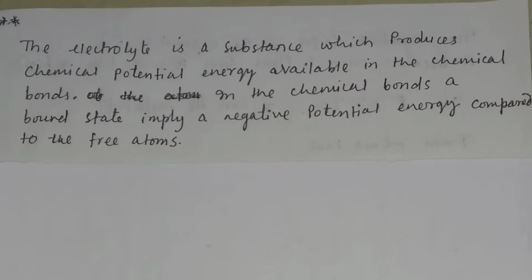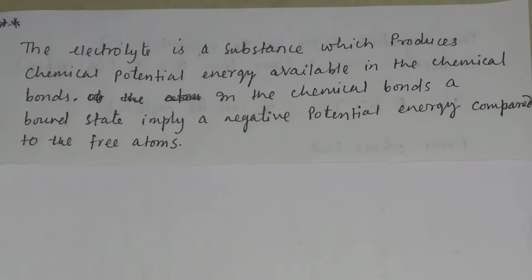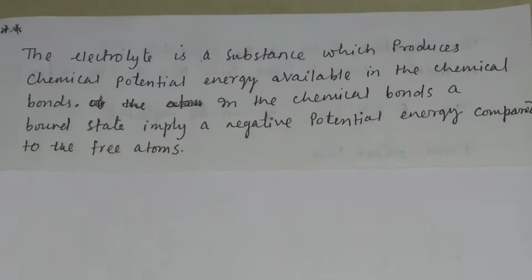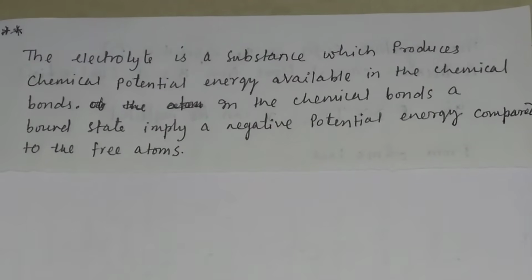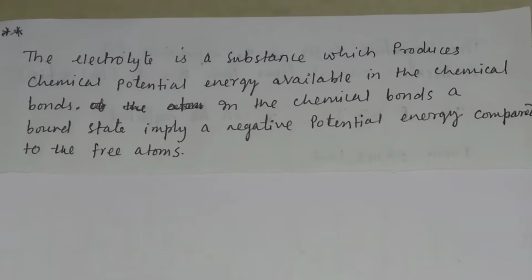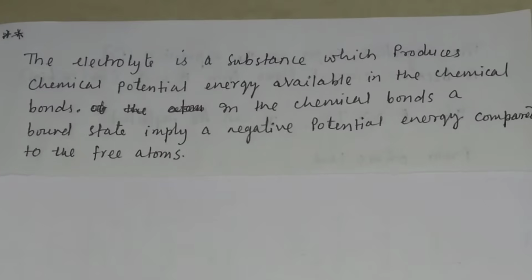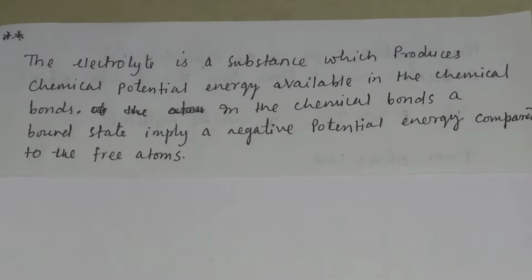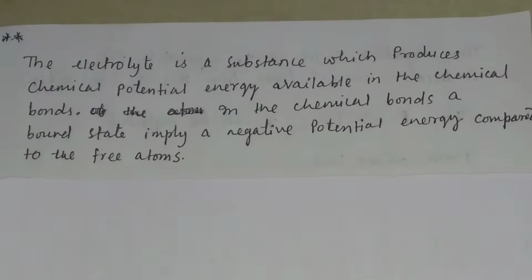In the chemical bonds, a bound state implies a negative potential energy compared to the free atoms. This implies that when the electrolyte is dissociated, it possesses positive potential energy. But when the electrolytes are in bound state, they basically have a negative potential energy.